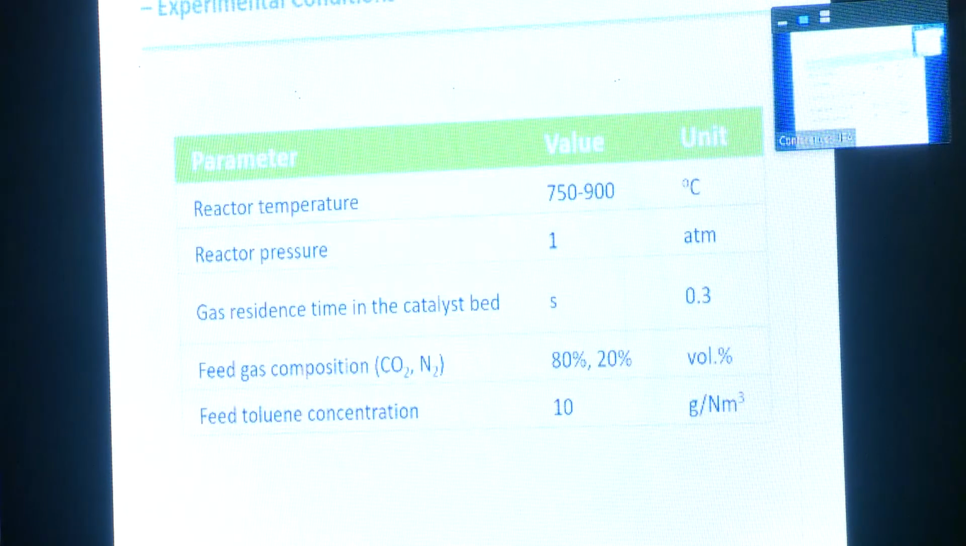The pressure is atmospheric. The gas residence time is 0.3 seconds. And the feed composition is mainly carbon dioxide, 20%, and nitrogen, 20%. And the toluene concentration is 10 grams per normal meter cube.